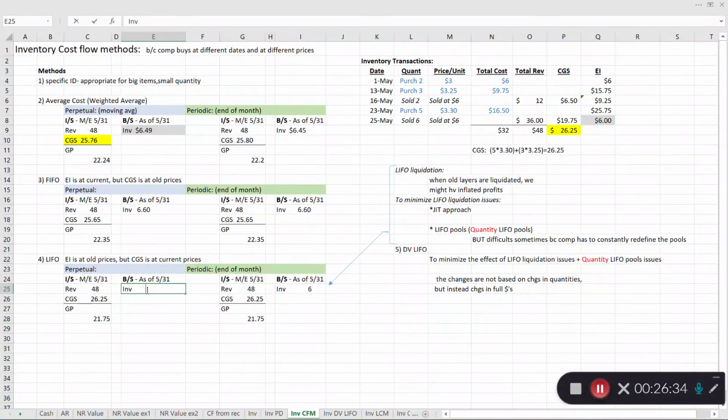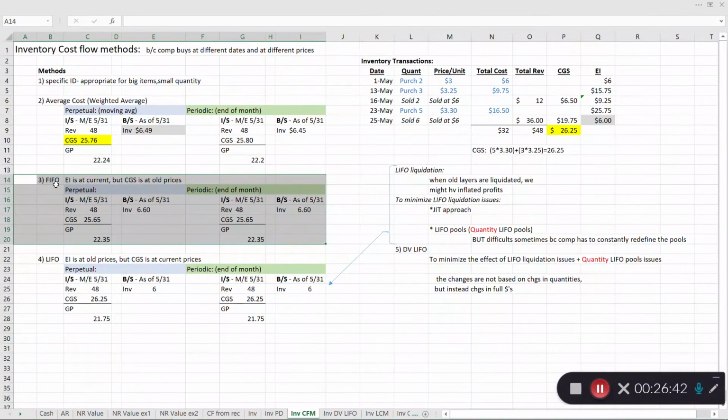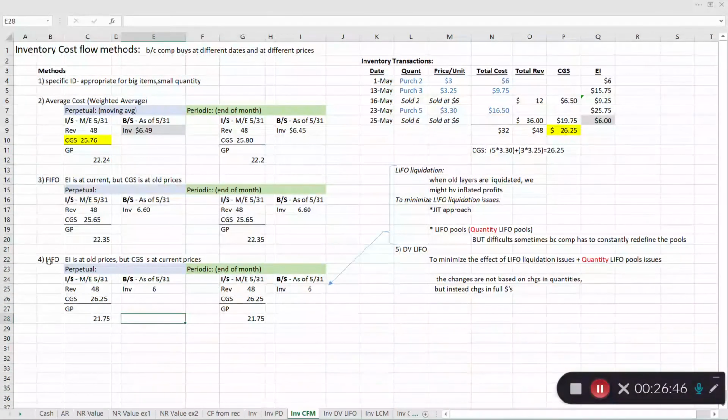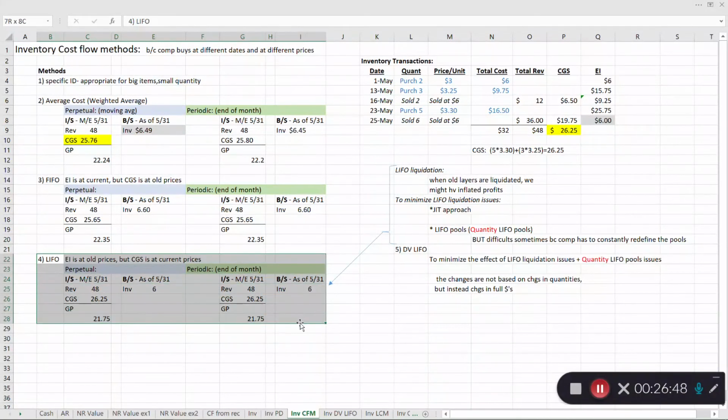And there we go. Okay, so to recap, when you do FIFO, you will get the same amounts independent of whether you use perpetual or periodic. But when you use LIFO, you may end up with different amounts using the perpetual versus the periodic. By coincidence, it ended up being the same for me here, but keep in mind that it can be different.